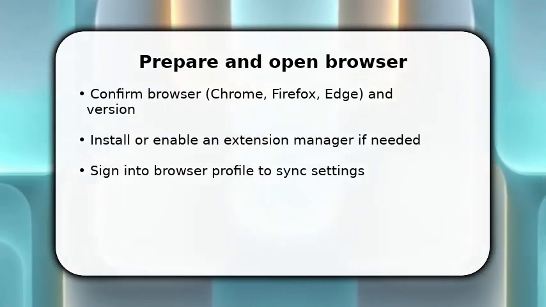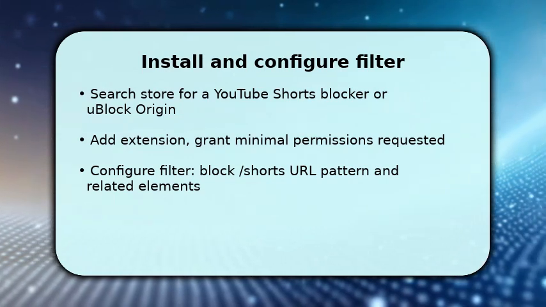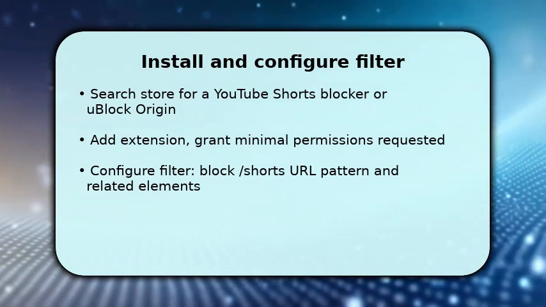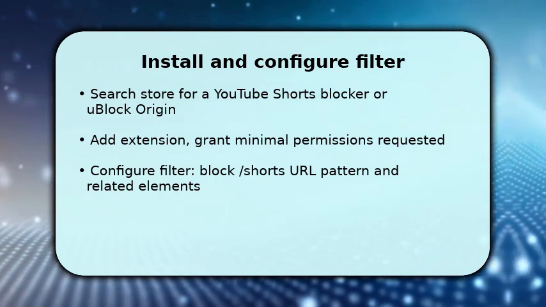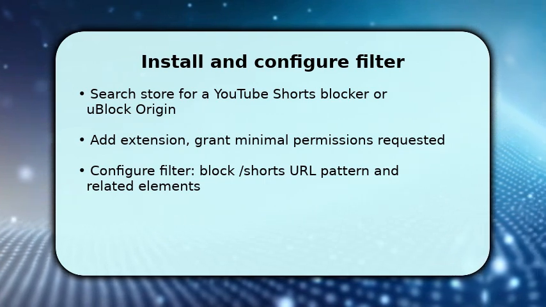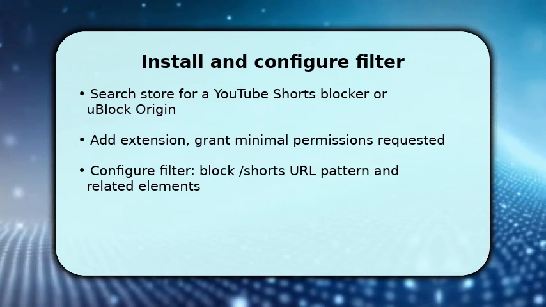Now install a content blocker or use uBlock Origin. Search your browser's extension store and add the extension, granting only necessary permissions. Once added, open its dashboard and create a custom filter rule to block YouTube's /shorts path and any iframe elements that use shorts. Apply the rule and reload YouTube.